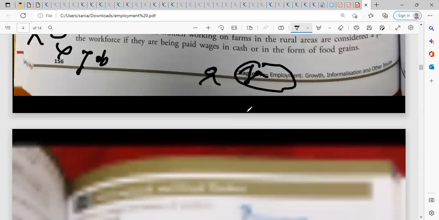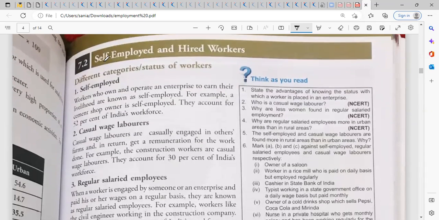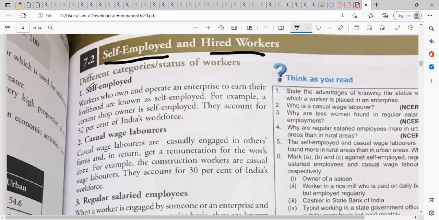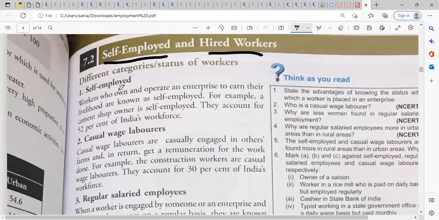Okay. Then coming to next, this is self-employed and hired work. So self-employed and hired workers, what is the difference? See, there are different categories of status of work. So first are the self-employed. Self-employed are those people who own and operate the enterprise. For example, this is the industry and I'm the owner. So I'm owning, plus I'm operating, I'm controlling everything. So I am self-employed.